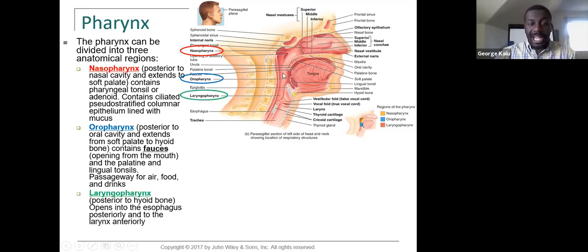And the last region is the laryngopharynx. So as air starts to move from the nasopharynx into the oropharynx, it will eventually move more inferiorly into the laryngopharynx. The laryngopharynx is a region that opens up into two areas. Anteriorly, it opens into the larynx, and posteriorly, it opens into the esophagus. So it has two openings, one into the larynx and one into the esophagus. All right, so those are the three regions of the pharynx.